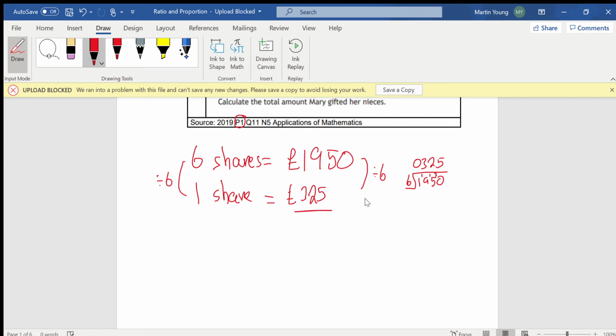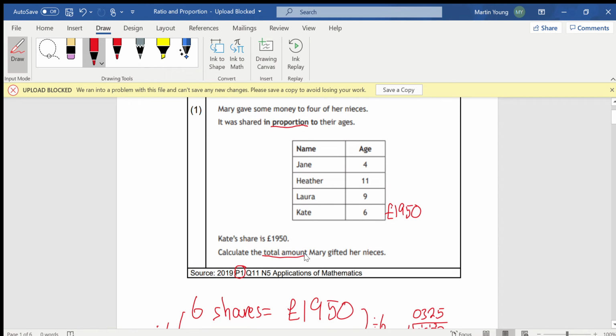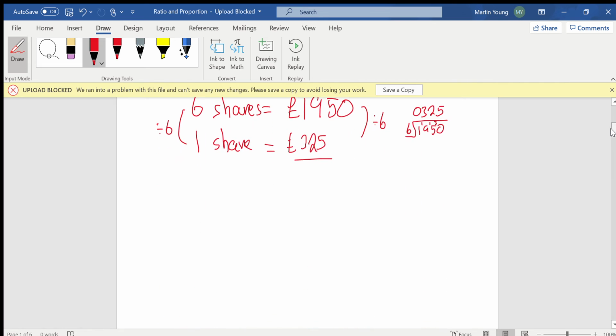That's for 1 share. Now, what I want to do is use that to work out the total amount. And there's 2 ways that I could do it. I could individually work out 4 shares, 11 shares, 9 shares, and then add them to the original 6 shares. But what I could also do is work out how many shares there are in total, and then use that. Both methods would be fine. Okay, you probably agree though, working out the total shares and adding them all up at the start is much easier than working out each individual one and then adding them together.